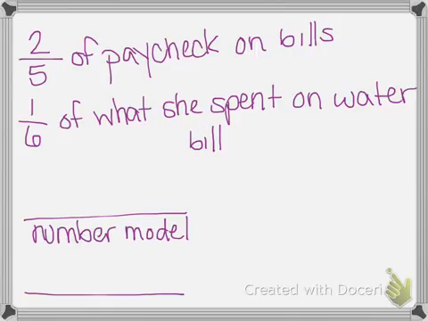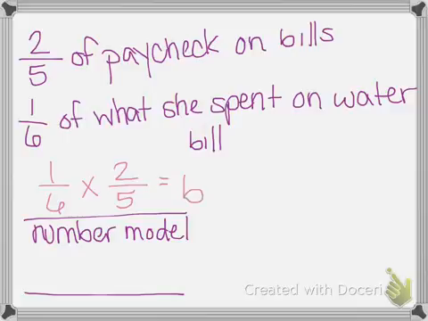Number 3 says Danielle spent 2/5 of her paycheck on bills. Her water bill was 1/6 of what she spent on bills. What part of her paycheck went to her water bill? So she spent 1/6 of, or times, 2/5 of her income. Equals, we'll say B for bill.